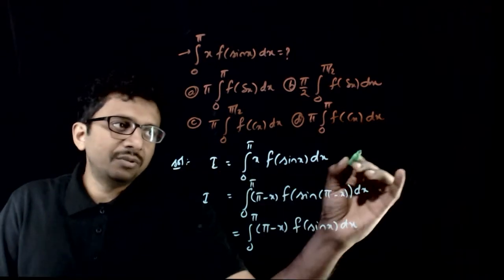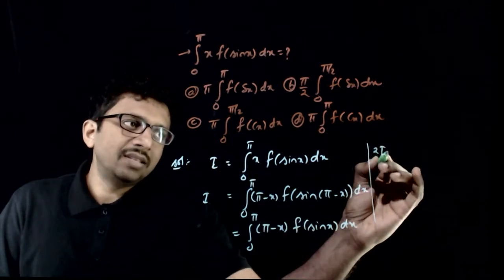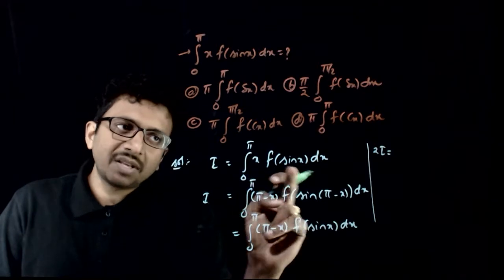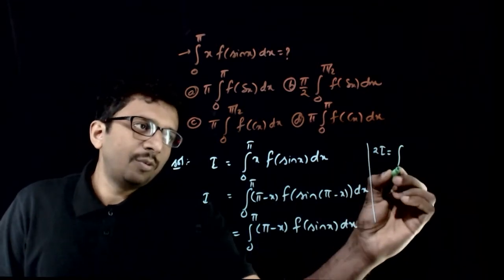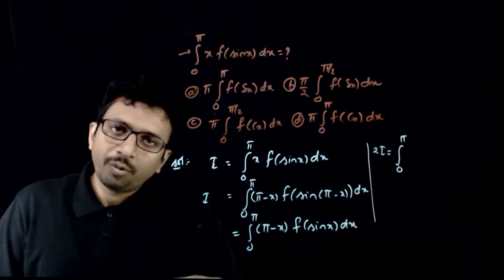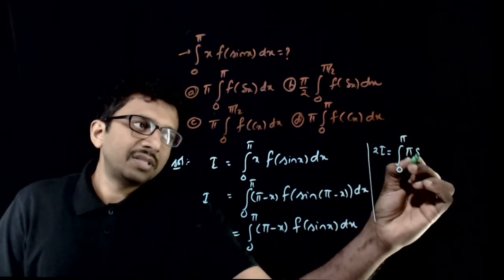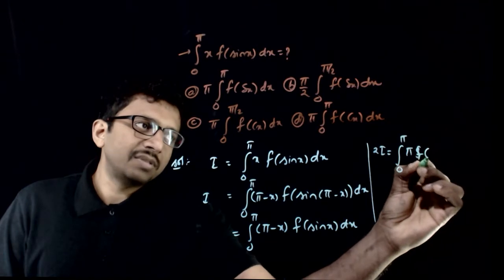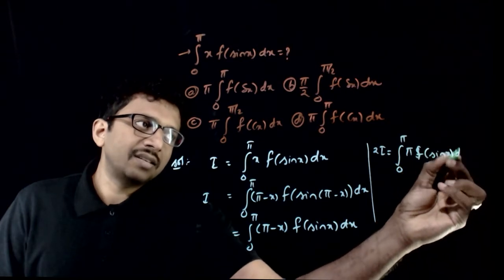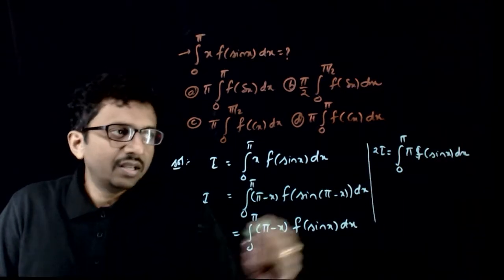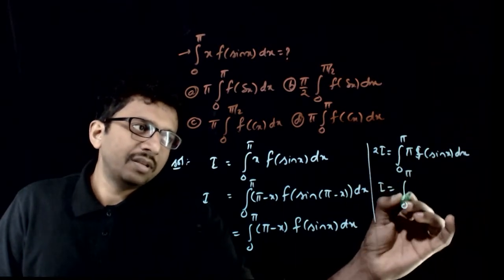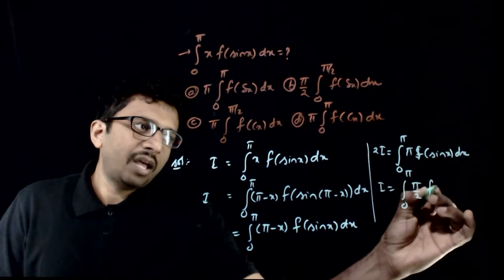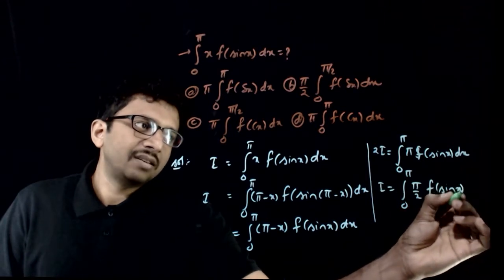Now if you add these two, you get 2I is equal to, if you add these two, x times f of sin x minus x times f of sin x gets cancelled. That is integral from 0 to pi of pi times f of sin x dx. So pi is a constant, so I is equal to pi by 2 times the integral from 0 to pi of f of sin x dx.